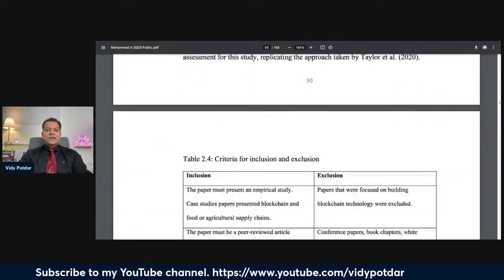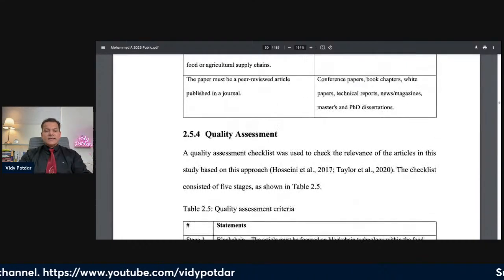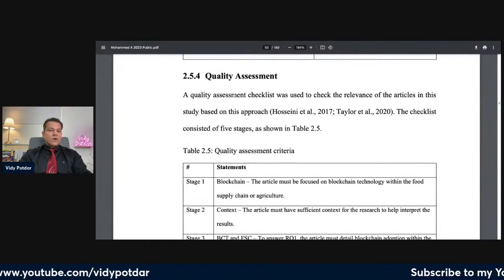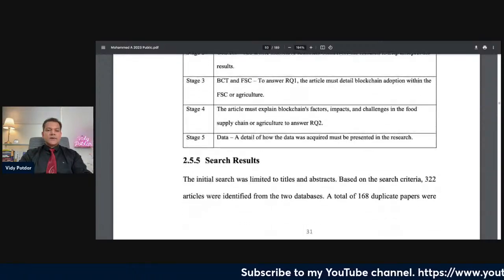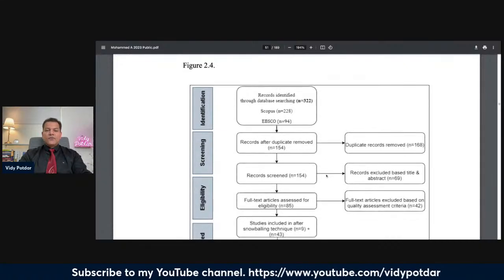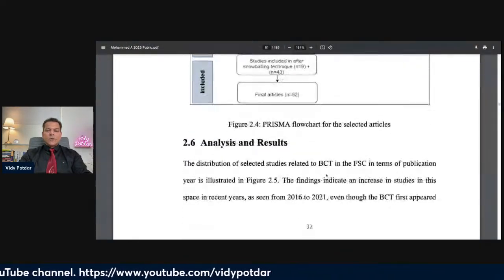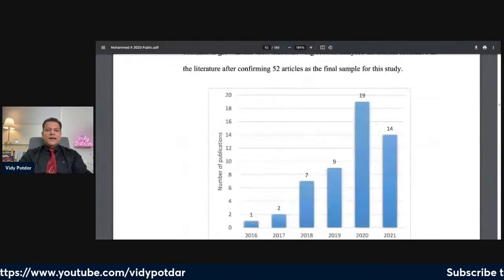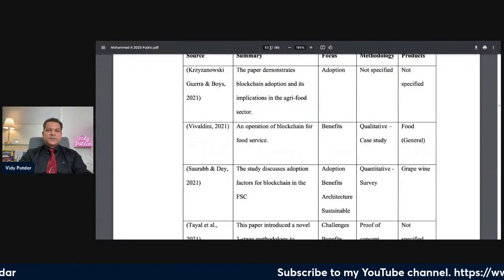So like this example here. If you want to know what was the inclusion and exclusion criteria they have used, you can check this table. So this way, quality assessment, how did they do? What was the quality assessment approach they used? How many results they got? This is the typical figure that you would see in any SLR document. And then it starts with the analysis of the results.